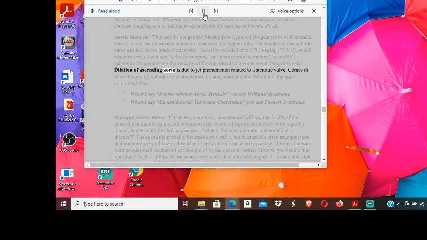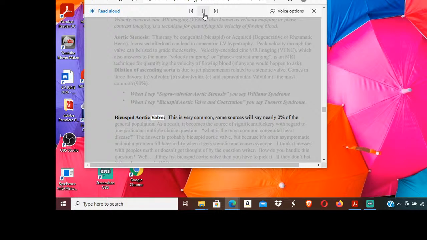Dilation of ascending aorta is due to jet phenomenon related to a stenotic valve. Comes in 3 flavors, A, valvular, B, subvalvular, and C, supravalvular. Valvular is the most common, 90%. When I say supravalvular aortic stenosis you say Williams syndrome. When I say bicuspid aortic valve and coarctation you say Turner's syndrome.